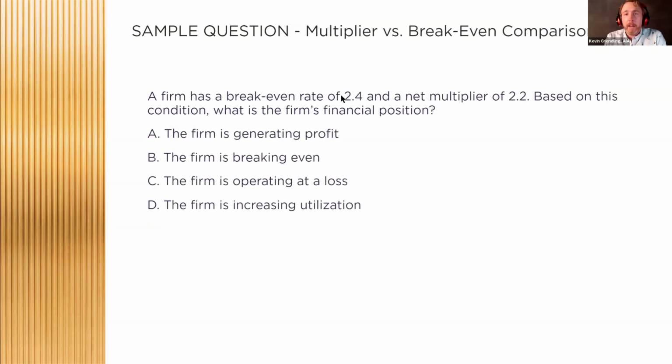You may have multipliers and break-even considerations together. This one says a firm has a break-even rate of 2.4 and a net multiplier of 2.2. Based on this condition, what is the firm's financial position? Some of the slides you saw earlier show essentially just, are we profitable or not? And in this case, we are not profitable because our multiplier is below what we need for our break-even rate.